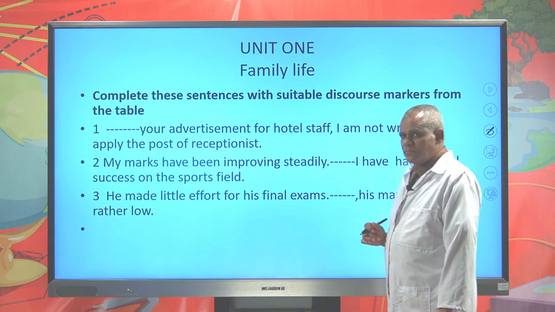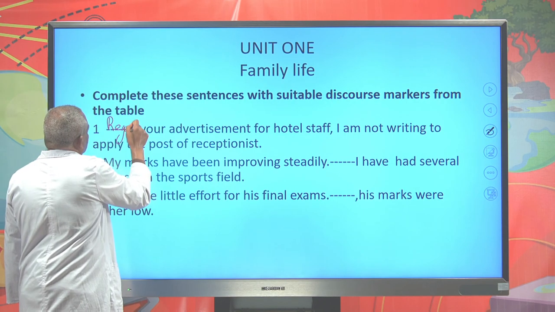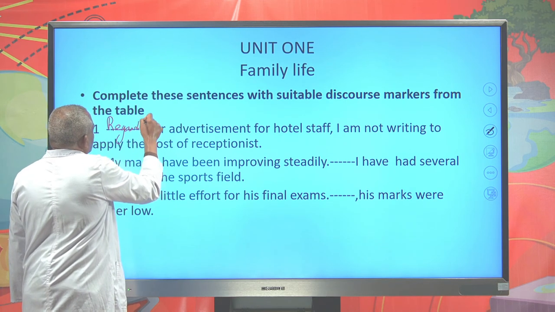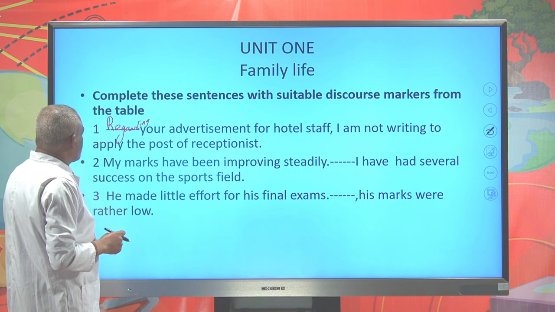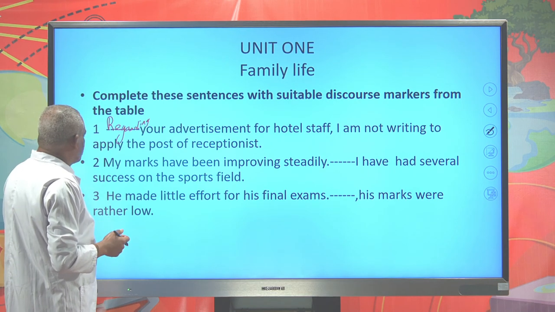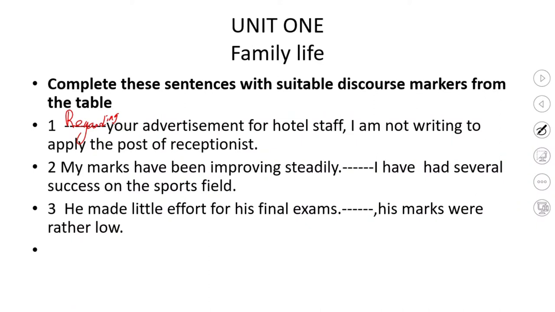Now, very good, that's an interesting one. Regarding your advertisement is possible. Regarding your advertisement for the hotel staff, I'm not writing to apply for the post of receptionist, is possible. My marks have been improving steadily. So, I have had several successes on the sports field. What's that? These two ideas are contrasting ideas. He made little effort for his final exam.